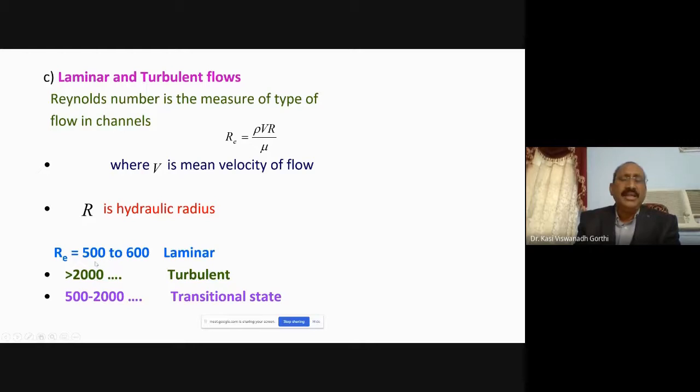If the value of Re is of the order of less than 500 or 600, then it is called laminar. If it is more than 2000, the flow is turbulent. This is all about the open channels. For pipe flows, it is 2000, 4000. The story is different. Just to have a clear recollection of what you have studied, I explained that. So for open channel flows, if the value of the Reynolds number is less than 500 or 600, it is laminar, and more than 2000 it is turbulent, and in between 500 to 2000 it is a transitional state.